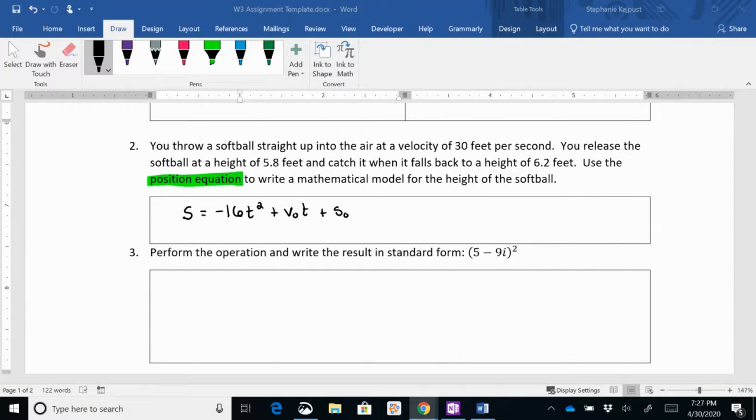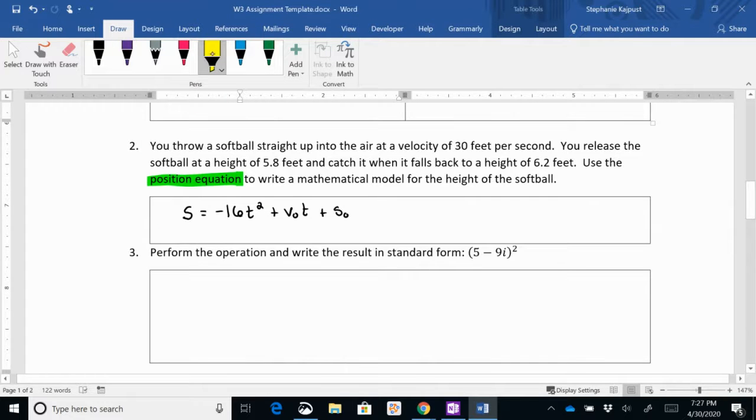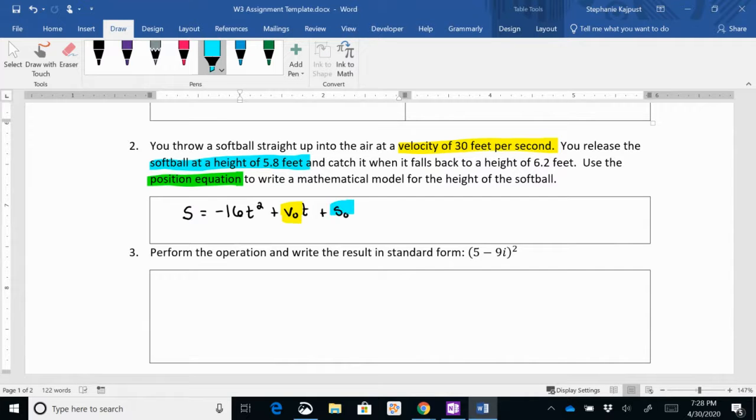So v naught is the initial velocity. They actually give us this information here because we throw it up at a velocity of 30 feet per second. So that's going to be the number that goes in v naught. S naught is the initial height. So that is the height where we start throwing the softball. They give us that as well. It says release the softball at a height of 5.8 feet. So that is our S naught.